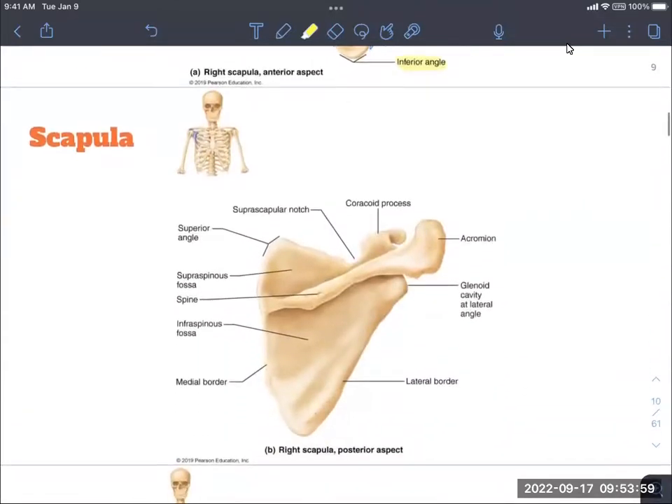Let's look at it from another angle. So here's this acromion from looking at it from the posterior view. We still have that superior angle, your inferior angle, and then we have that glenoid cavity at that lateral angle. We have our lateral border, medial border. Remember, medial border faces the spine. We also have that superior border.